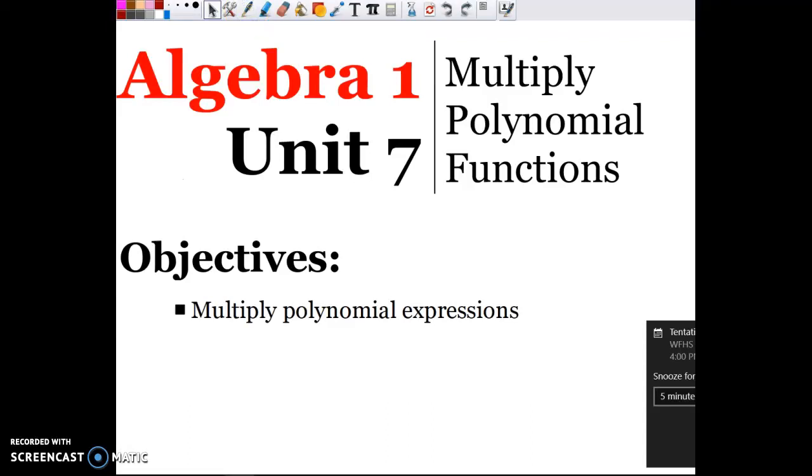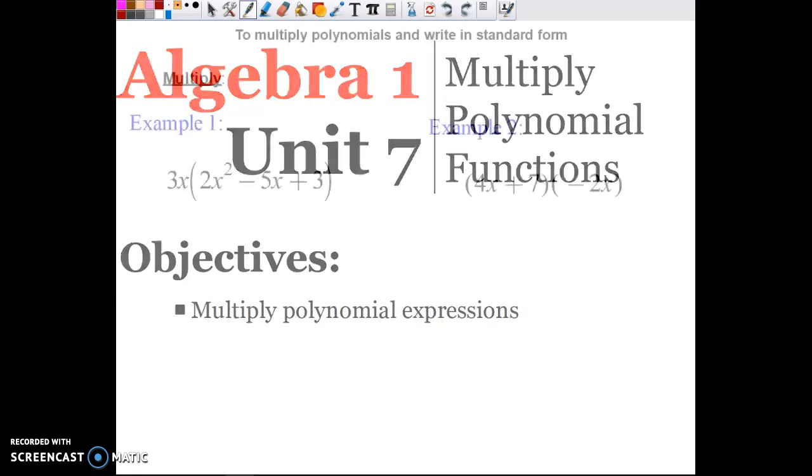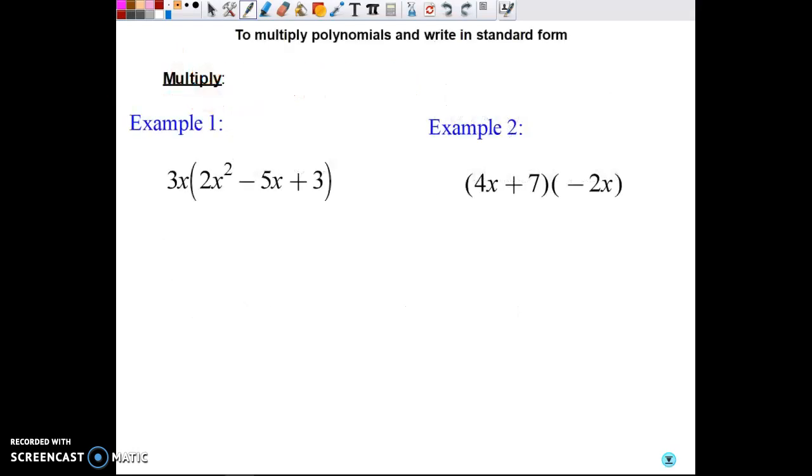Welcome to your video for lesson 3 in unit 7. We're going to be multiplying polynomials today. So yesterday we added and subtracted. Today we're going to be multiplying.